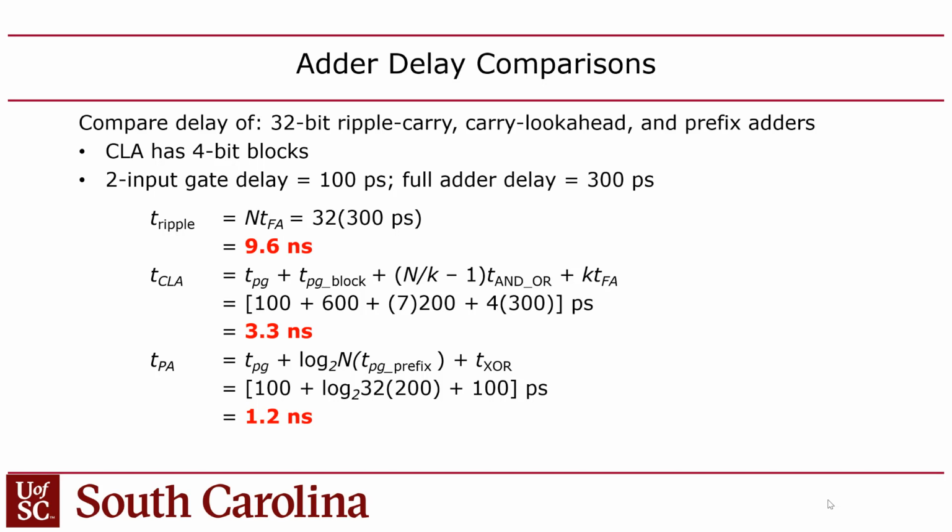But anyway, if the 2 input gate delay is 100 picoseconds and the full adder delay is 300 picoseconds, then you just plug in your numbers, and you can see that with these technology parameters, the ripple carry is 9.6, the carry lookahead is 3.3 nanoseconds, prefix adder is 1.2. So with these numbers, now again, it depends. There's different numbers where the ripple carry might be fastest for a really small adder. But like I said, generally speaking, once you go to a large enough adder, you're always going to win with the prefix adder.